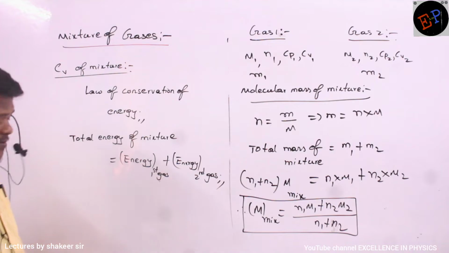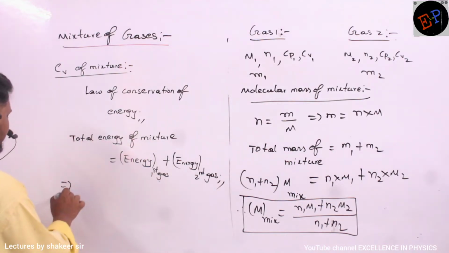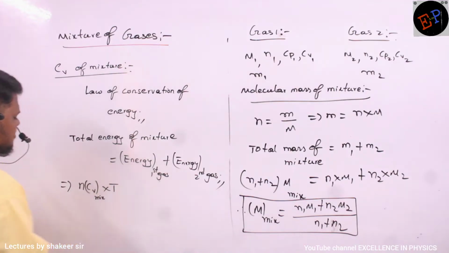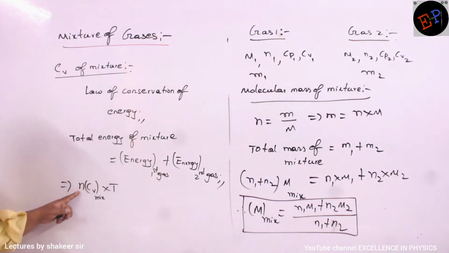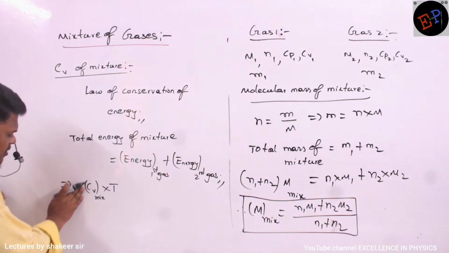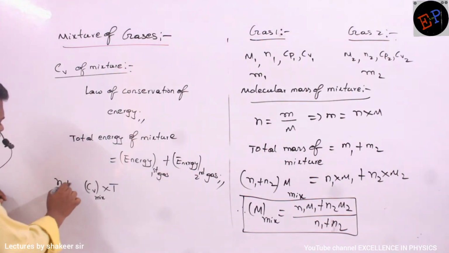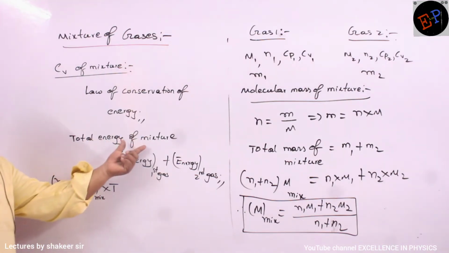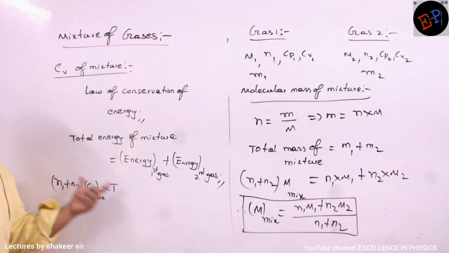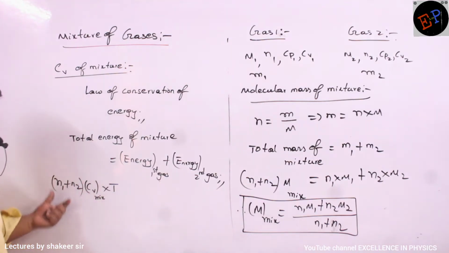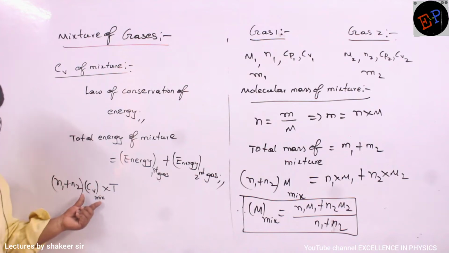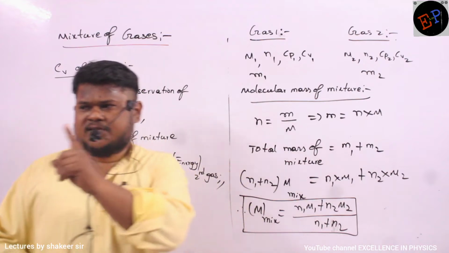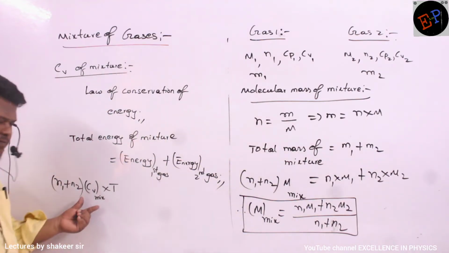n Cv delta T. And the total energy, how can I write? I can write n Cv of mixture multiplied by T, where n is the total number of moles, or instead of n you can write n1 plus n2. So energy of mixture is nothing but internal energy of the mixture, n Cv T, where Cv is the Cv of the total mixture, because now I am considering this mixture of gases to be one single gas whose Cv value is Cv of mixture.